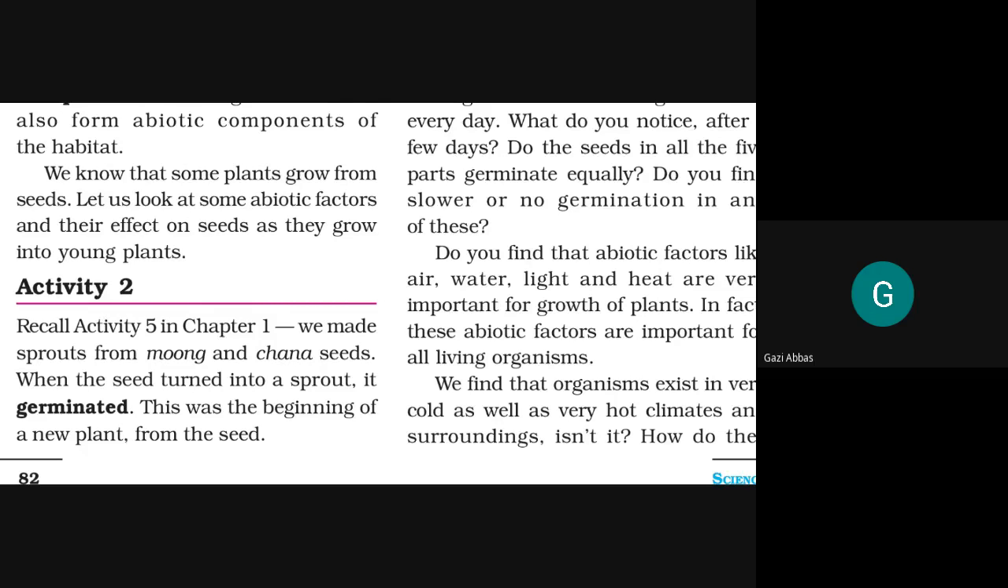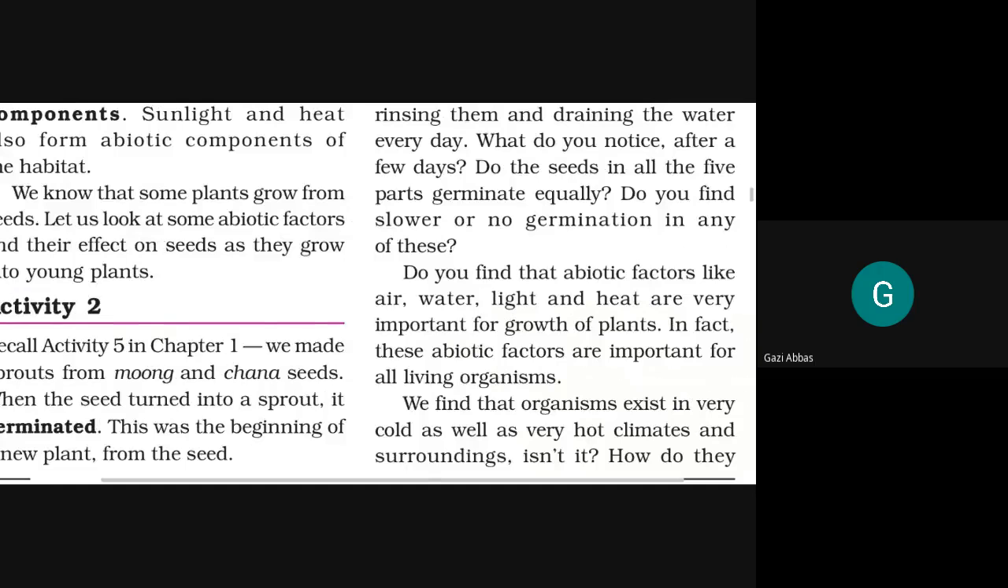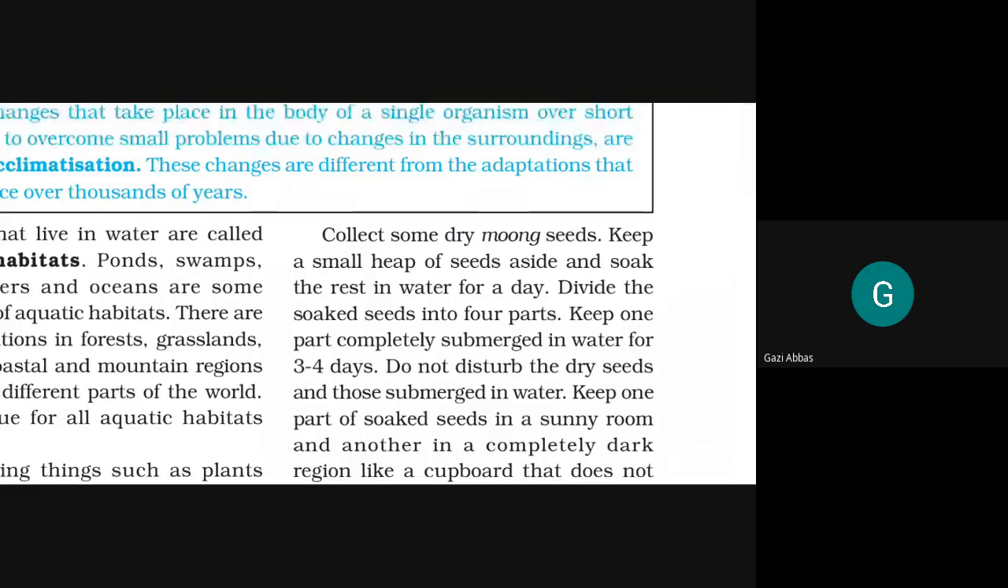Now we have to learn how new plants come from the seed. So what we have to do for this activity, we have to take some moong seeds. Then we have to keep a small heap, a small part dry and the other in water for one day. A small amount dry and all the other part in water.